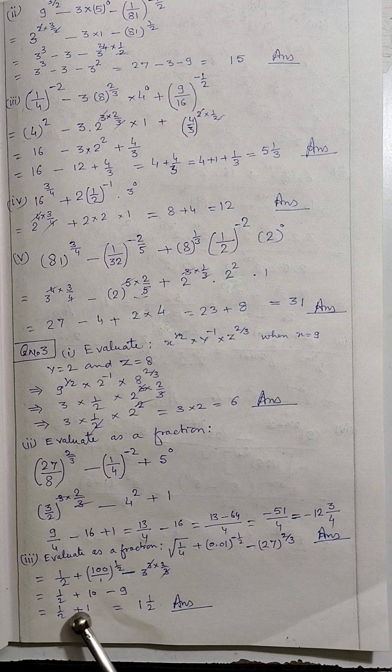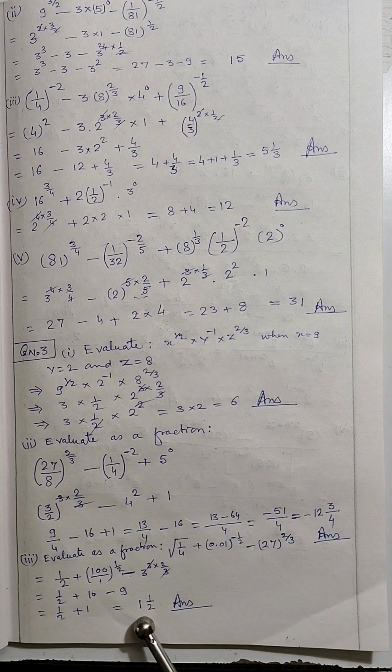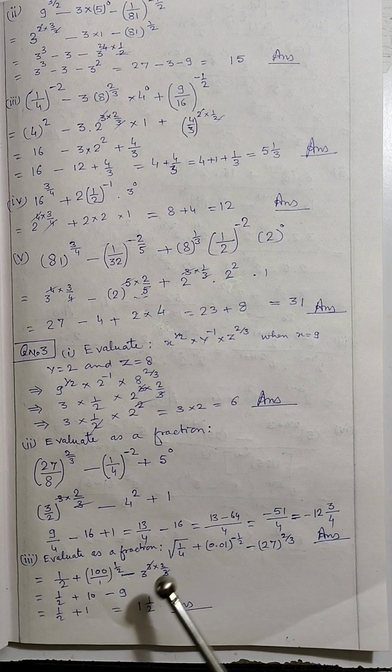So it will be equal to 1 by 2 plus 10 minus 9, ultimately it will be equal to 1 by 2 plus 1, so that can be written in mixed numeral 1 and 1 by 2. This will be the required answer of third part of question number 3. That's all.